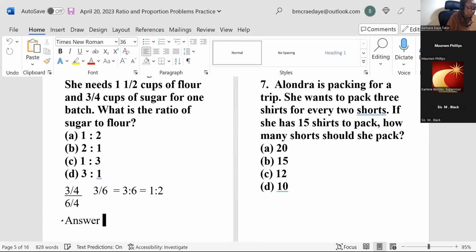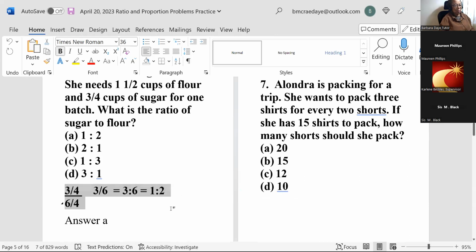So that's what you did, Maureen, to get A, or you guessed? Maureen, what did you do? Oh, I guess. Oh, you work it out, Barbara? Yes. Sometimes I can see things straight how it is. Sometimes I don't. So 1 is the sugar and 2 is the flour. That's the ratio. The ratio of sugar to flour is 1 to 2.